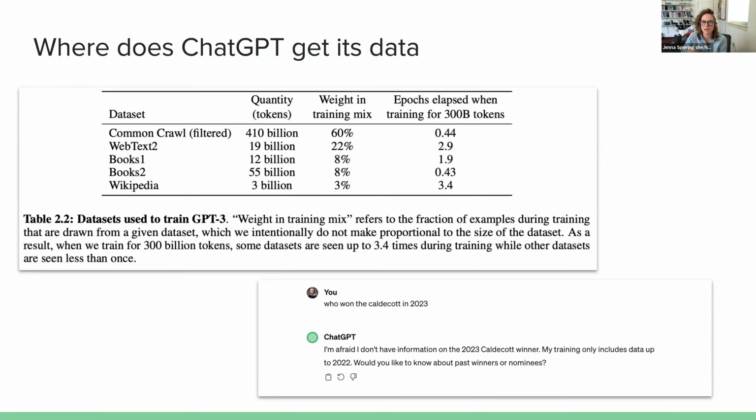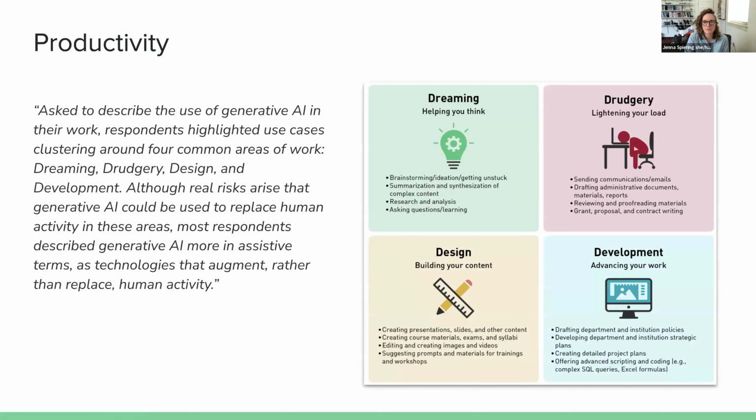All of the data on ChatGPT is coming from these sources: Wikipedia, Books 1 and Books 2, and Common Crawl, which is a huge collection of data that a lot of these models are using. And so there are some limitations to what we're actually able to get in terms of the information.